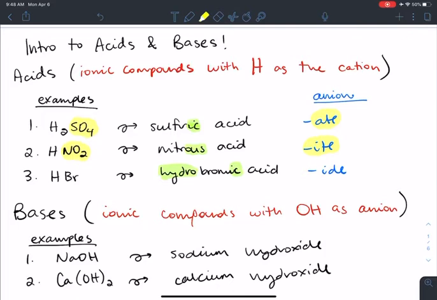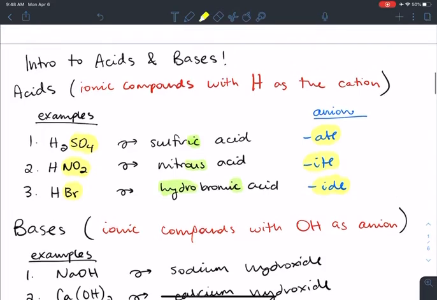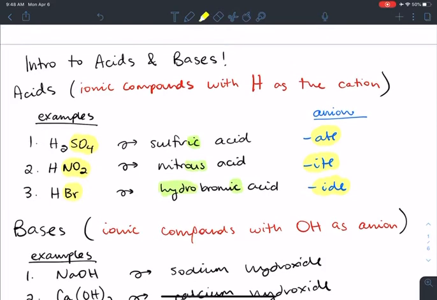For the third example, the anion is bromide, which ends in IDE. When you have an anion that ends in IDE, that becomes a hydro-stem-ic acid, here being hydrobromic acid. And for us, acids were just ionic compounds that had hydrogen as the cation. That was basically our definition of an acid, and that still essentially is going to stand.